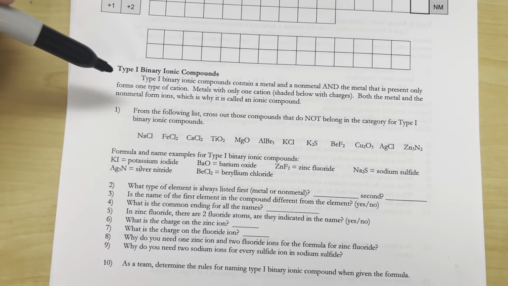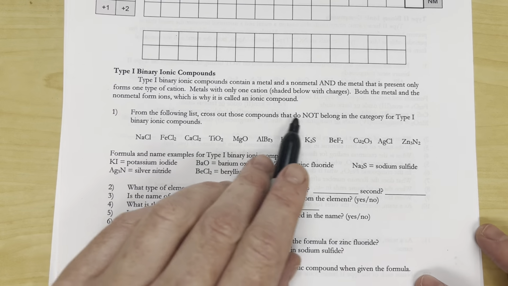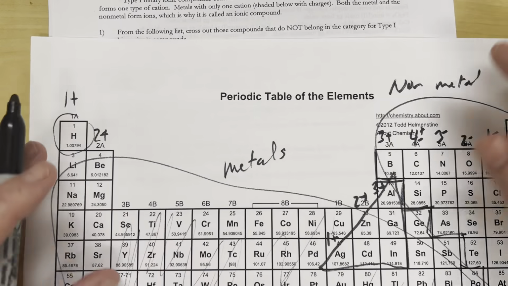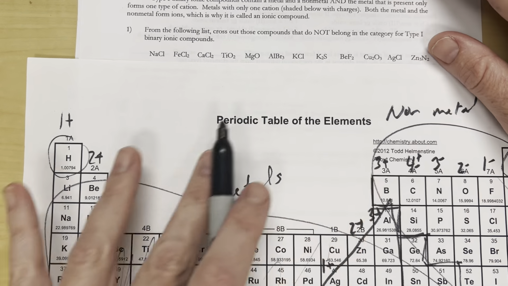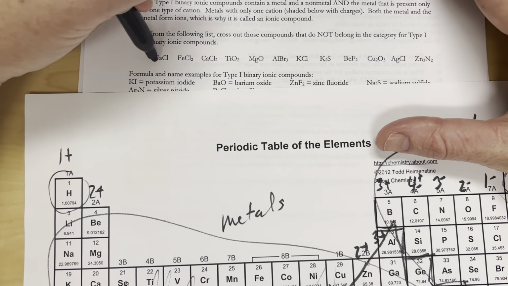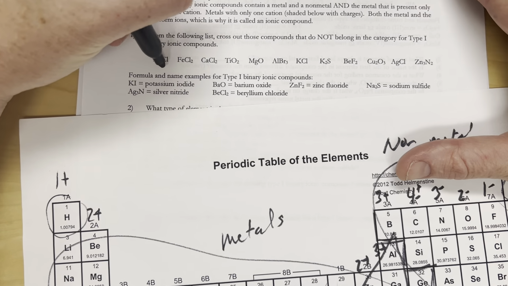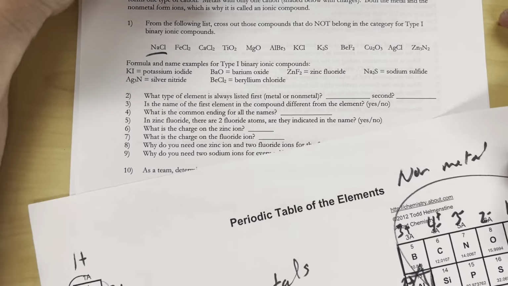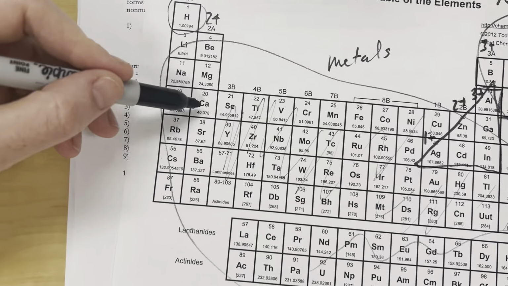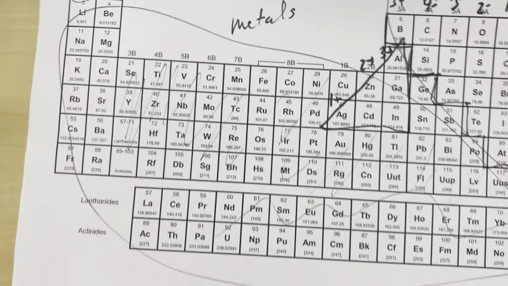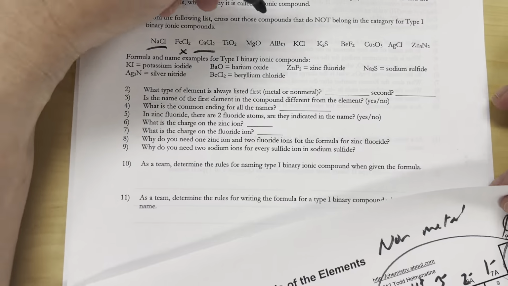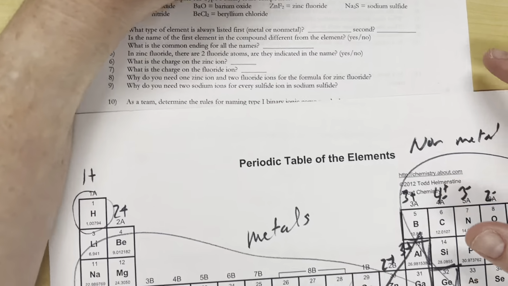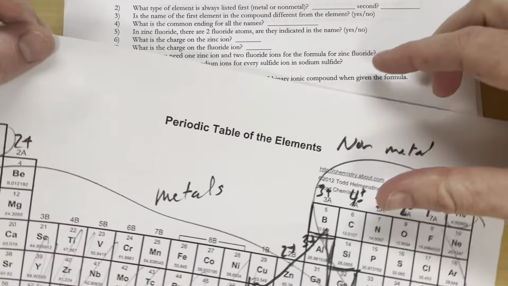All right, type 1 binary ionic compounds. Okay, it says from the following list, cross out those compounds that do not belong in type 1. Remember, type 1, we know the charge of the metal. So essentially, we're just looking at this periodic table saying, what do we know the charge of? The metal is always the thing that's starting. So sodium right here, we do know its charge. Iron is right here. We do not know its charge. Calcium, second column, 2 plus. We know its charge. Titanium, somewhere in here, we don't know its charge. Magnesium, second column, we do know its charge. Aluminum, it's in our triangle, so we do know its charge.